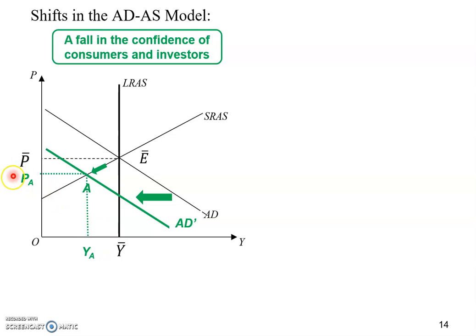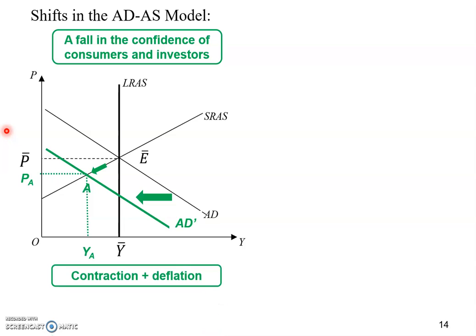On the vertical axis, we find that the equilibrium overall price level, PA, lies below P bar. So there's a decrease in the overall price level. That means we find a deflation in this economy. So in this case, it's a contraction plus a deflation. All right. Now the second case we're going to look at is a rise in the oil price.